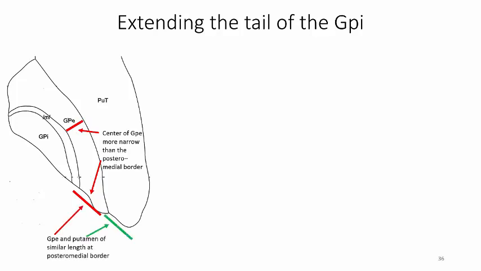A more common problem is extending the tail of the GPI. The posterior medial border of the GPE, with or without visible lamina, is much longer than what many would estimate intuitively. It is much wider here than in its center. Further, the posterior medial border of the GPE is similar in length to the posterior medial border of the putamen.